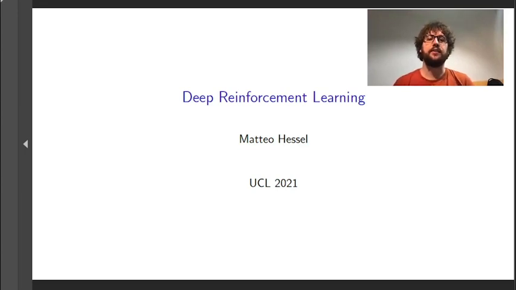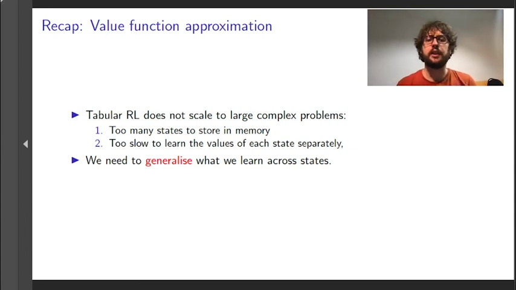Today I'll be discussing an exciting area of research that's been instrumental to many recent successes in reinforcement learning. This is typically referred to as deep reinforcement learning. This is a combination of reinforcement learning algorithms, such as the ones that we have discussed so far, with the use of deep neural networks as function approximators. So the motivation for function approximation and the core ideas behind it have already been introduced.